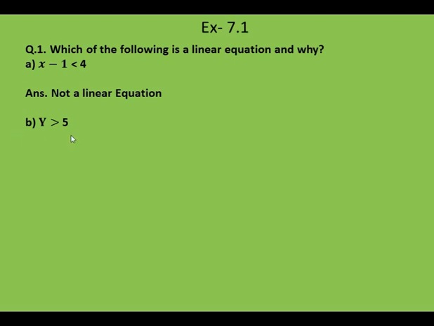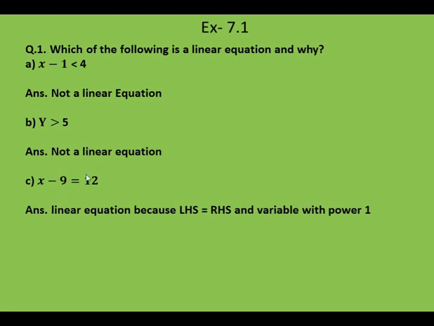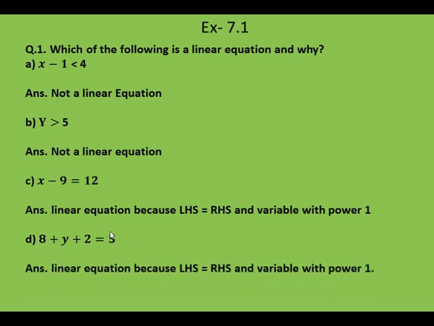Again, y greater than 5 is not a linear equation because of the same reason. And x minus 9 equal to 12. Yes, this is a linear equation because here we can see the equal to sign between LHS and RHS. Then 8 plus y plus 2 equal to 5. Again, it is a linear equation because of the same reason, we can see the equal to sign.